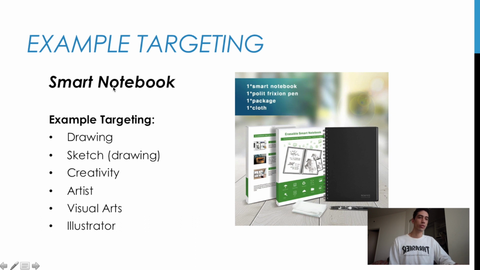So here's another example, a smart notebook. I have some examples of the targeting here, and it's the same kind of idea, guys. Drawing, sketch drawing, creativity, artist, visual. So you can come up with even more angles. Say, for example, some brands. You could look for different brands related to drawing, objects. We already have some objects here and some interests. So you just come up with a lot of different types of angles and put in more interests, and they're all broad.